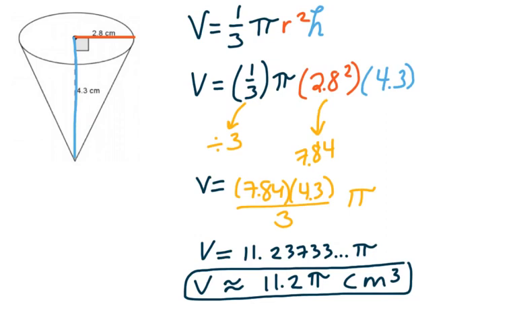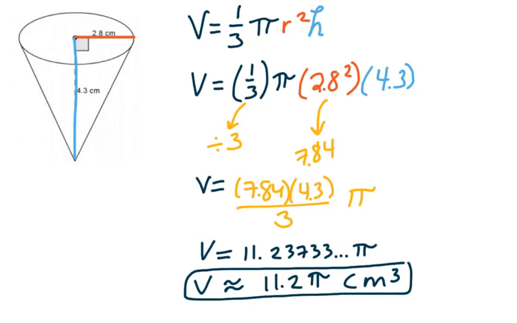So, I also moved, in the formula, the pi comes second, but you're not going to multiply, you're going to leave this in terms of pi. So I just moved it out to the end and moved everything else up front. So I'm going to multiply the 7.84, which is the radius squared, times the 4.3, and then divide it by 3, and then leave that multiplying the pi. So that gives me 11.2373333. I'm expecting it to be 3 repeating because I have a 1/3 floating around in there. And so that gives me an approximate volume of 11.2 pi centimeters cubed.